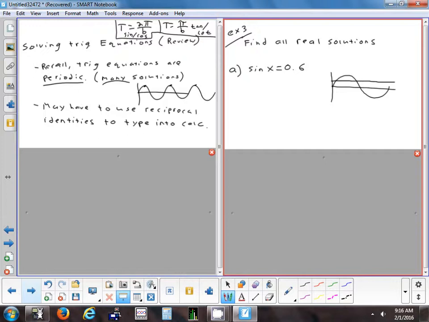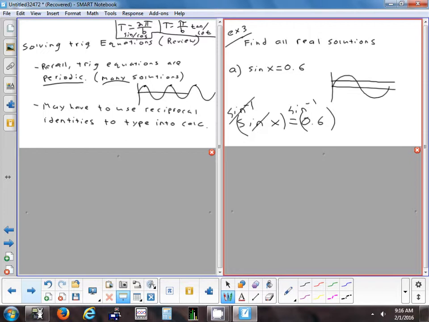All right, so let's get our first answer. How would you get x by itself there? How would you get rid of sine? Yeah, use inverse sine. If I take the inverse sine of what's on the left, take the inverse sine of what's on the right, you get your first answer. X equals the inverse sine of 0.6.